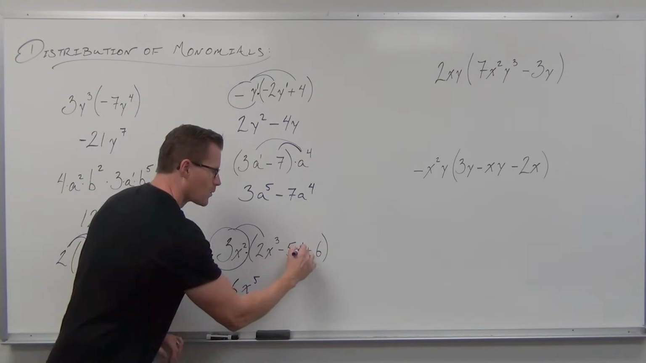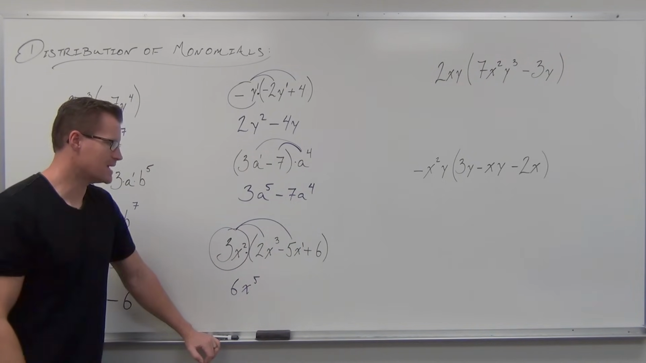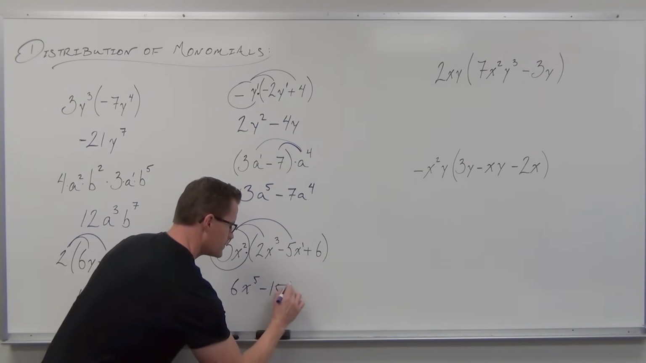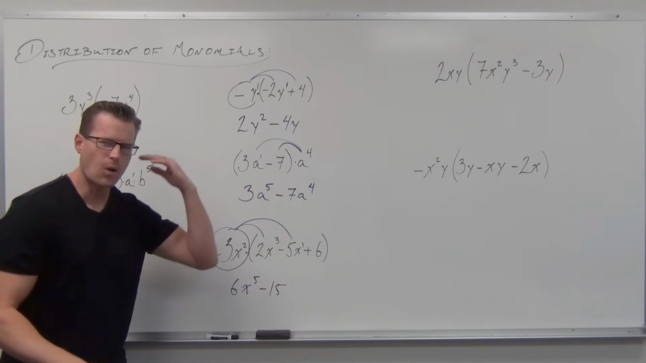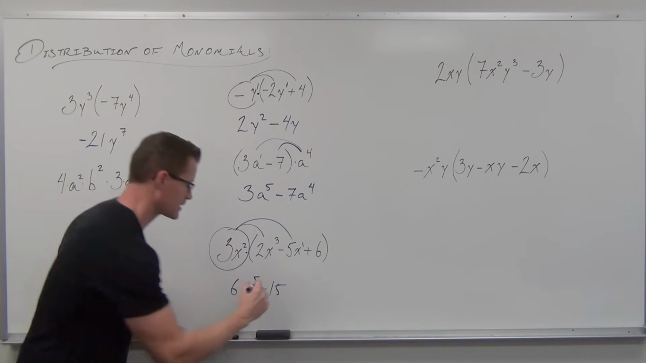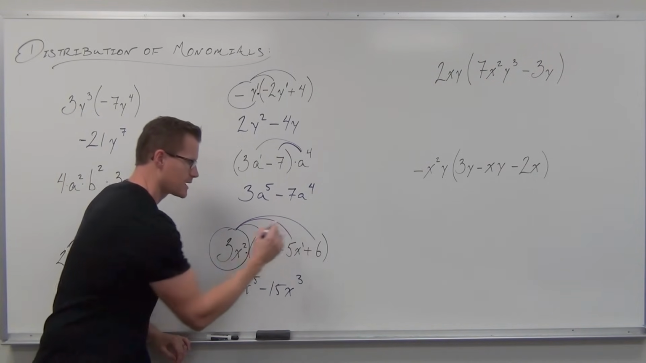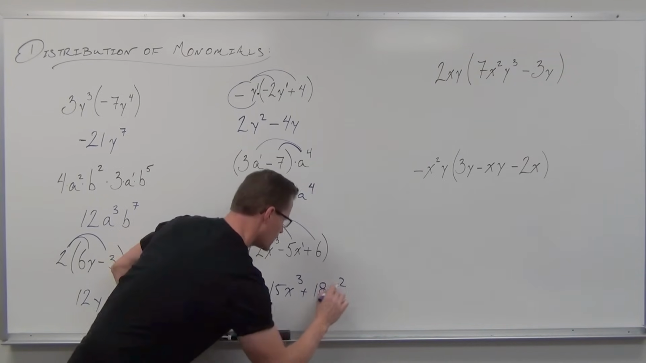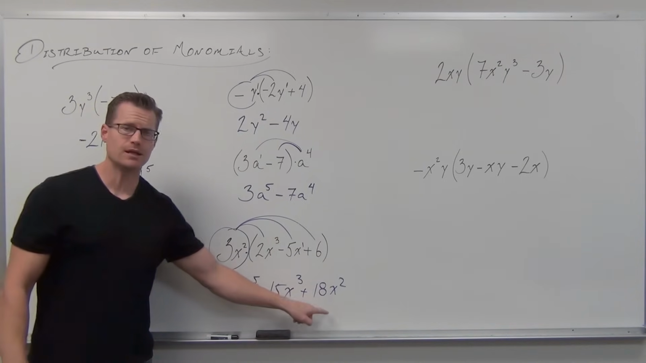Maybe give this a little power 1 so you don't forget that it's there. 3x squared times negative 5x. Let your numbers multiply times your numbers. Negative 15, right, minus. x to the second times x to the first. I'm always thinking multiplication, so if I think multiplication, I'm going to be adding exponents. That's x to the third. And lastly, 3x to the second times 6. Just 18x squared.